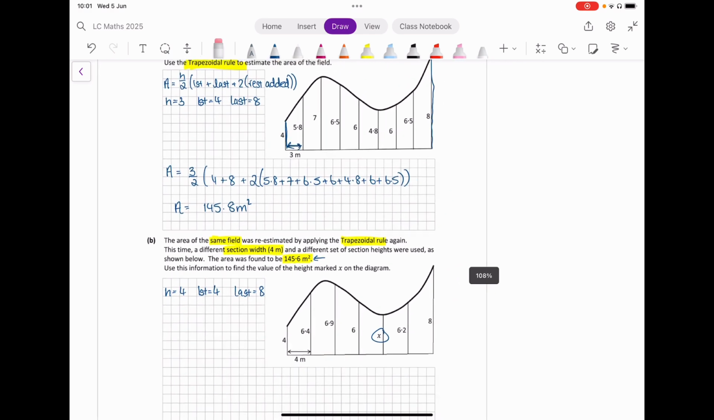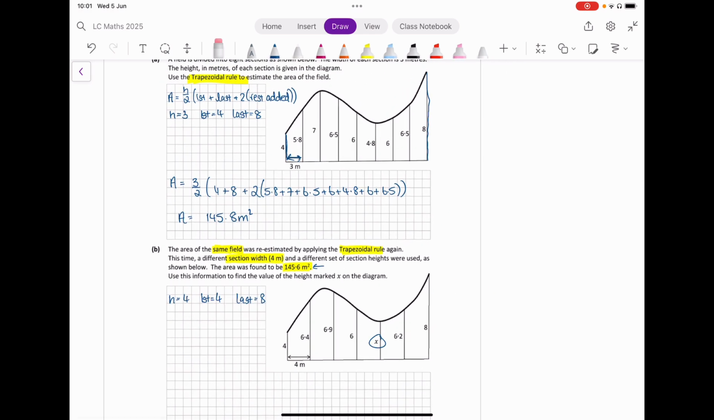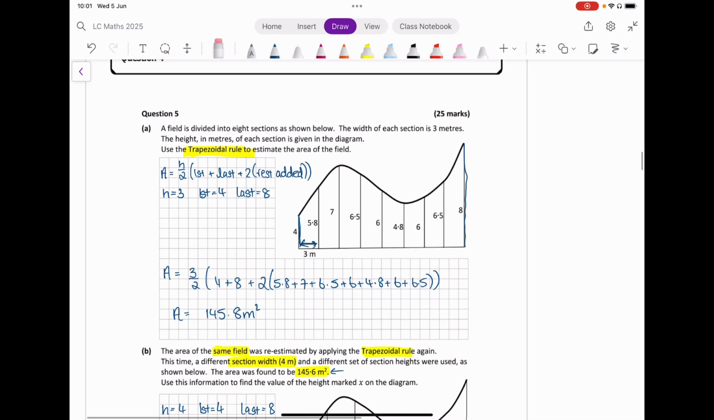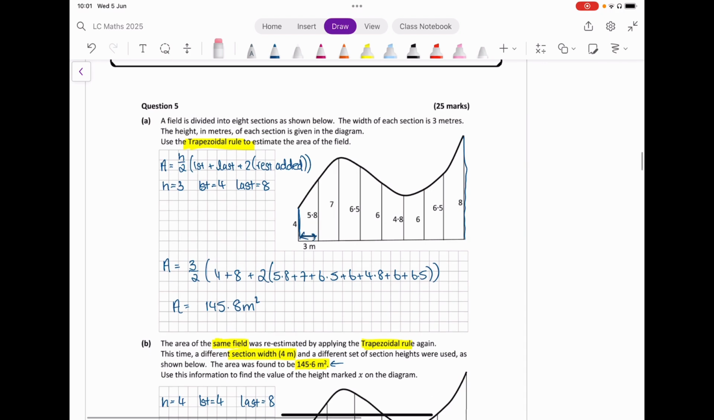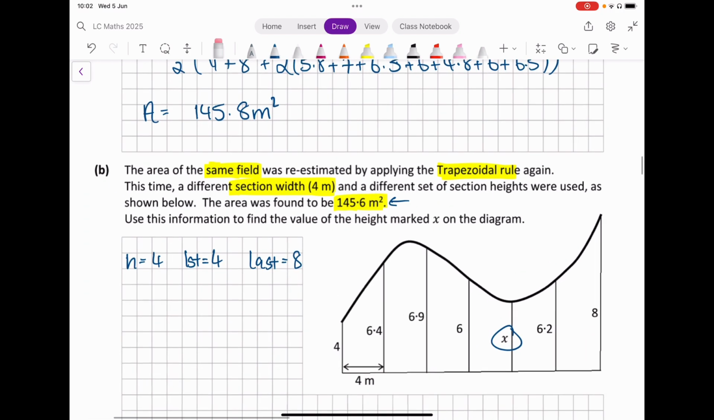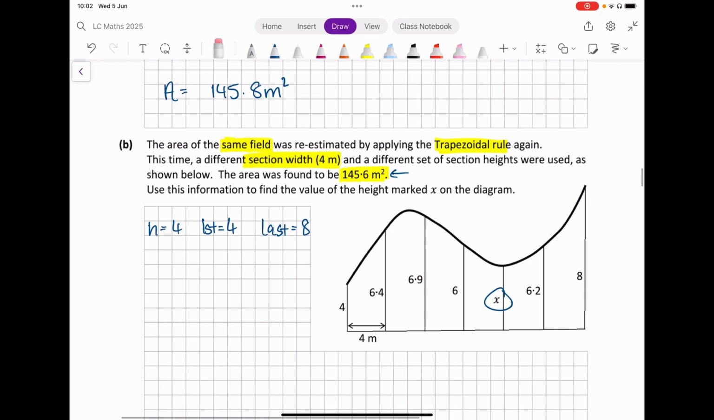So you can see on the top one, there are many more intervals, which will mean that the area is much more accurate. Because there are fewer bars on the second question, the answer is going to be slightly off from the real thing. Now remember, the top one is still slightly off from the real thing, but it's just a closer representation of the actual area. But we're going to use this area that they found down here to figure out what the height of x is.